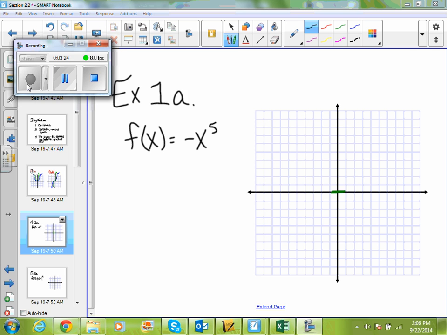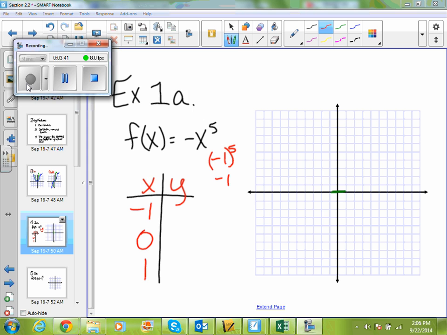Okay, so we know it's going to be flatter at x equals 0. We'll make a table of values just a little bit so that we can guesstimate our points. So we know negative 1, 0, and 1. If we plug in negative 1, negative 1 to the 5th power ends up being negative 1, but this is negative, so this ends up being positive 1. Okay, 0 is 0, and then 1 ends up being negative 1, because 1 to the 5th is 1, except this was negative.